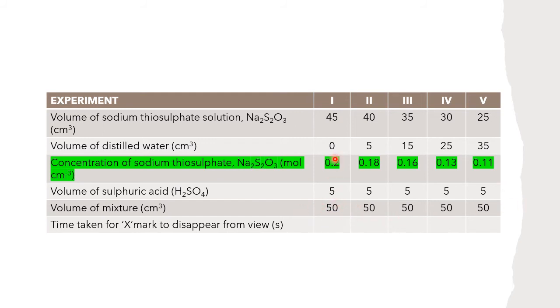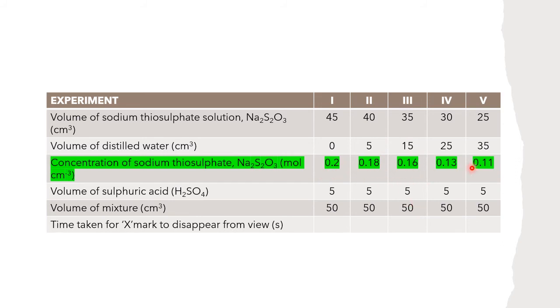Jadi katakan kat sini volume of sodium thiosulfate 40, untuk cukupkan dia 45, so distilled water berbanyak ke tambah 5 sahaja. Dan tambah dengan sulfuric acid 5, jadi total volume untuk keseluruhan mixture of the solution is 50. Experiment 3, we are using 35 cm3 of sodium thiosulfate. So untuk cukupkan dia 45 cm3, kita tambah dengan 15 cm3 of distilled water. And the volume of the sulfuric acid adalah sama.